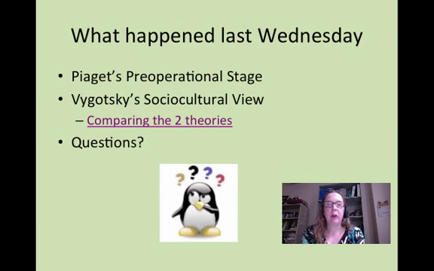Okay, so last time on Wednesday, we discussed the beginning of cognitive development in childhood. Again, we're in that early childhood age, around ages 2 to about 7, those preschool years through about kindergarten. We talked about Piaget's pre-operational stage and Vygotsky's sociocultural view, which are two of the main theories of cognitive development in childhood. I wanted to show you a quick video comparing these two theories.